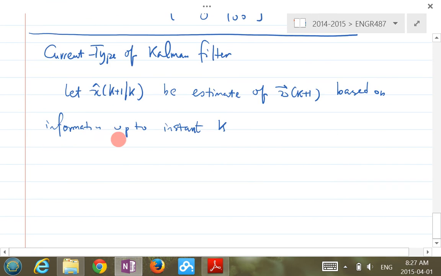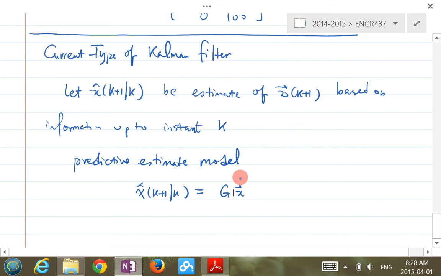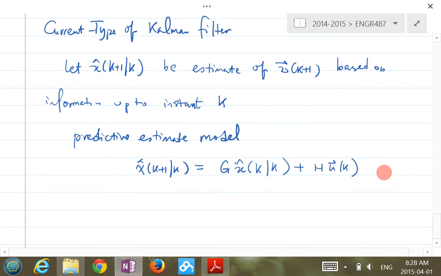Consequently, first we have the predictive estimate model, and this model is x hat k plus 1 given k equals g times x hat k plus h times u of k. So this is the predictive model.